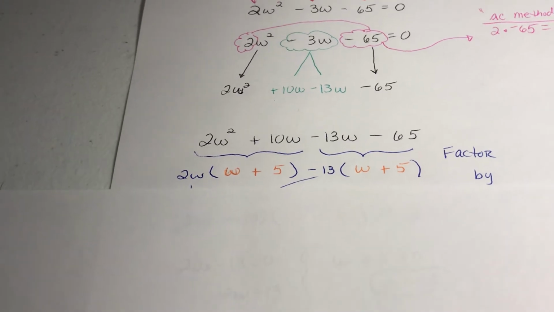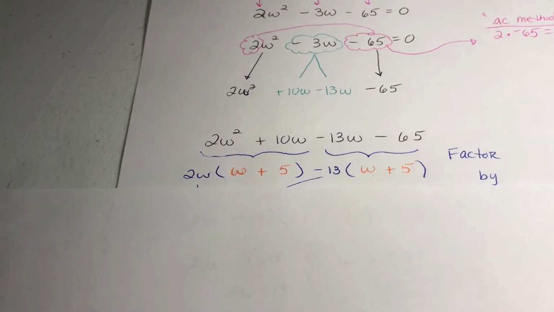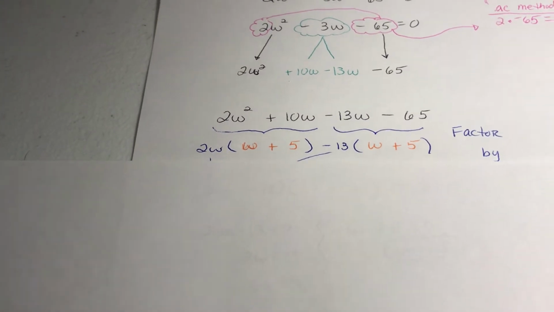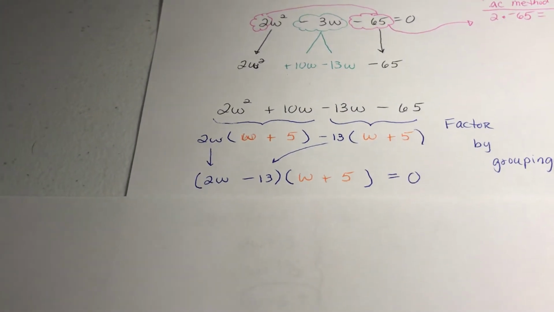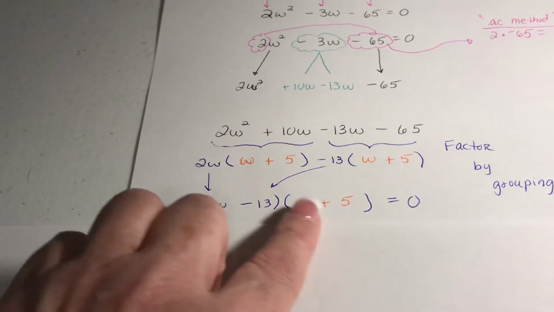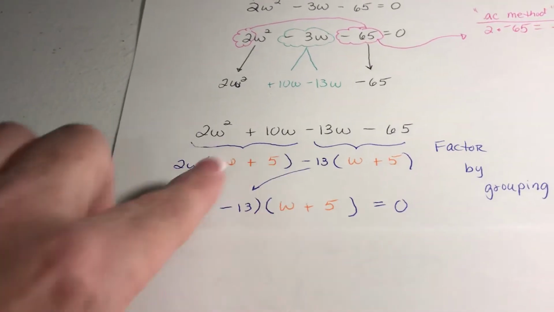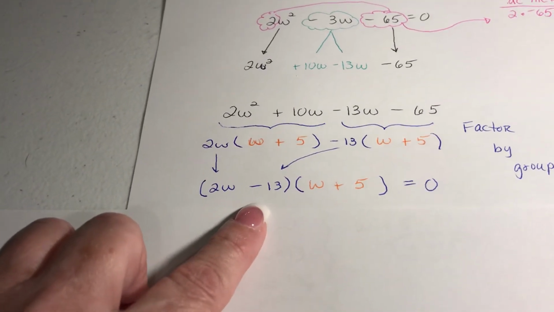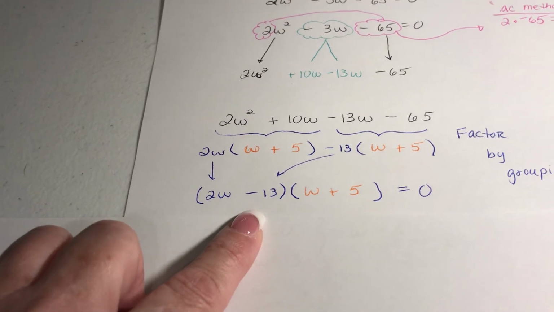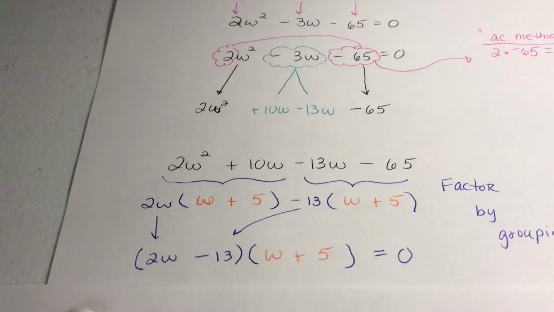And if you've done this correctly, your parentheses should match. So that's why I put them in orange. They do match. They're both w plus 5s. So what you do is you literally factor out the w plus 5. You pull it out, and then the 2w and the minus 13 basically come together and become their own binomial factor. And that's how they got from here to there.